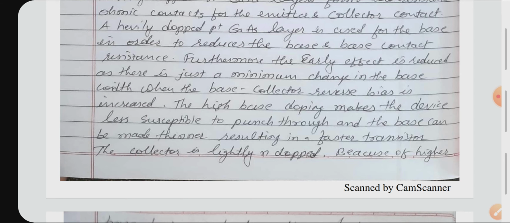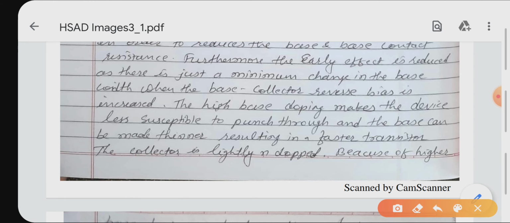Then you can see here one more important parameter is there, punch through. So punch through is nothing but an emitter to collector breakdown, which can occur in a transistor with a very narrow base region when reverse bias is applied. That means punch through is nothing but breakdown of what? Breakdown of the emitter to collector junction, which occurs in a transistor with a very thin base region. When we apply the reverse bias, there is a possibility of breakdown of the emitter to collector junction.